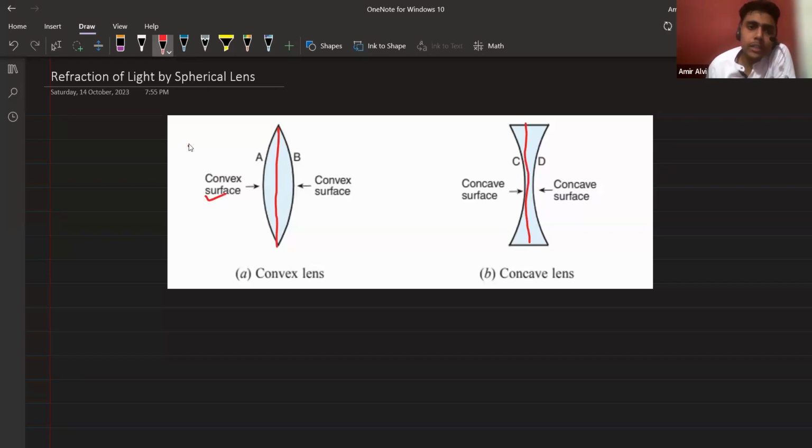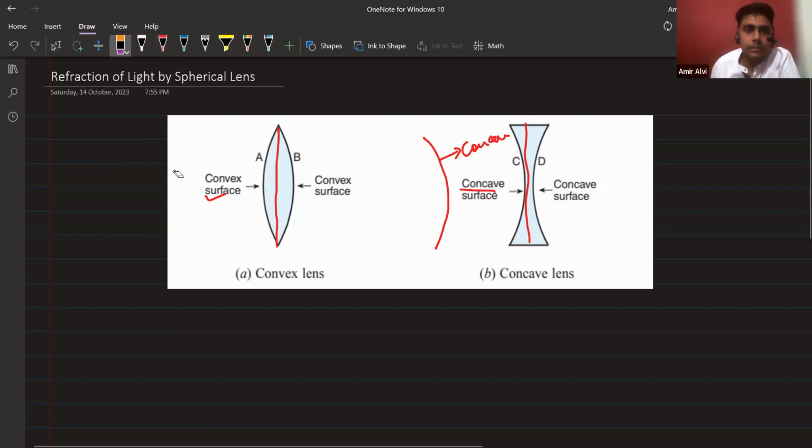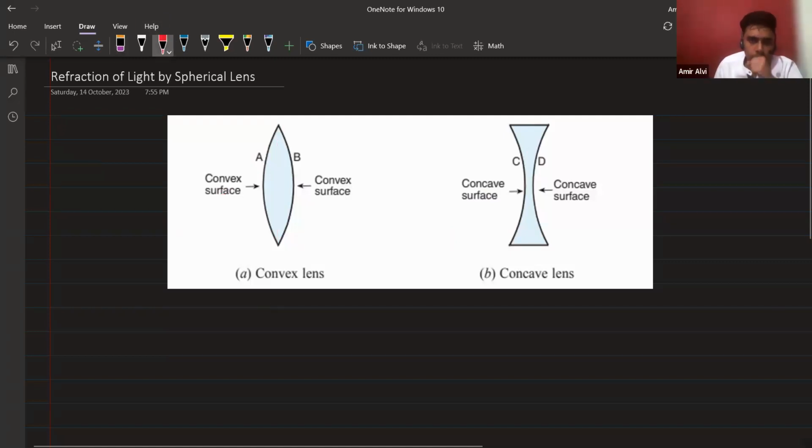In the convex mirror, light strikes this surface, and a convex mirror is a kind of this. And that is concave. Clear? So that's why it's called a concave surface. These two mirrors are there in your syllabus, but that's why these are called spherical lenses.